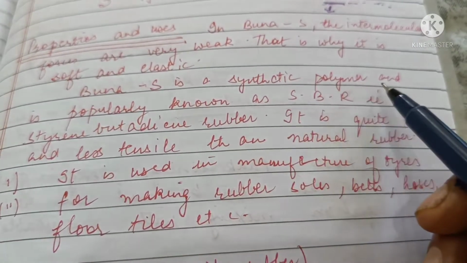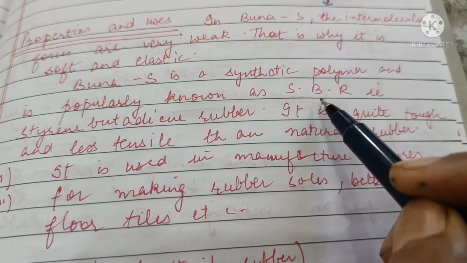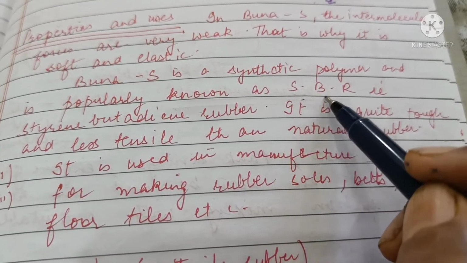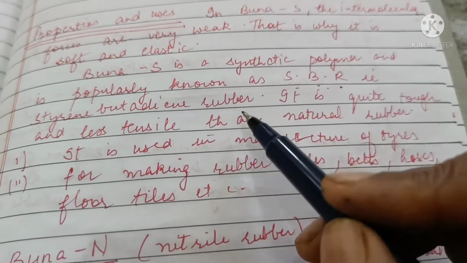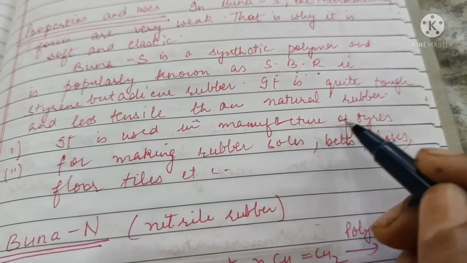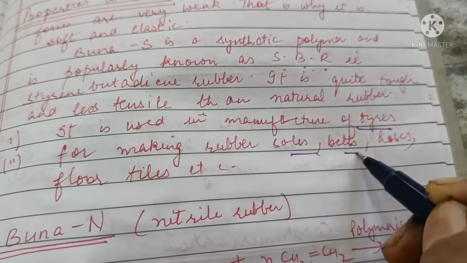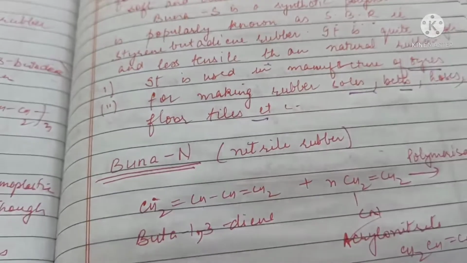Buna S is a synthetic polymer and is popularly known as SBR, that is styrene butadiene rubber. It is quite tough and less tensile than natural rubber. It's used in the manufacture of tires, for making rubber soles, belts, hoses, floor tiles, etc.